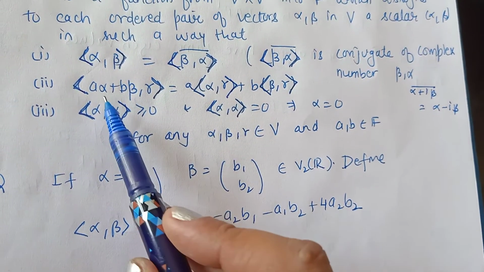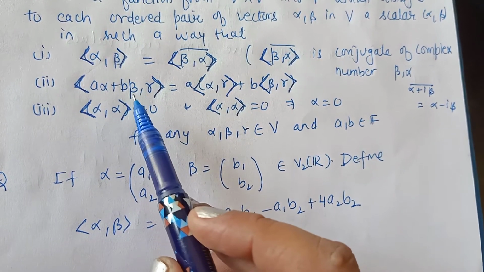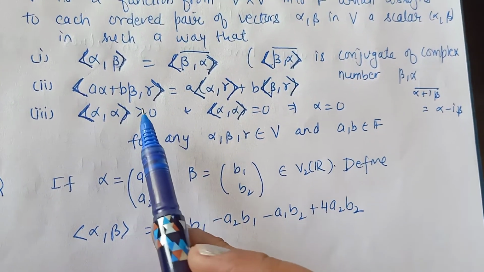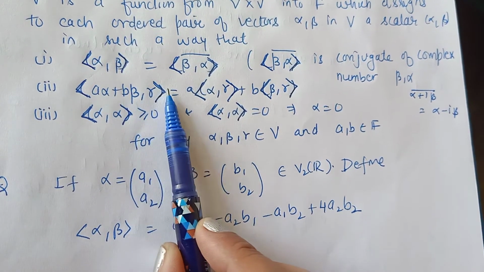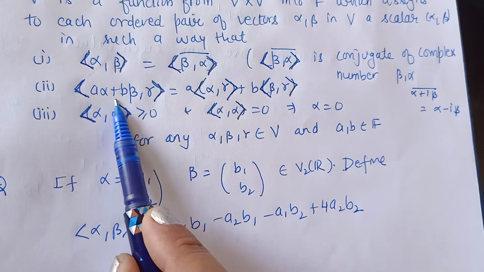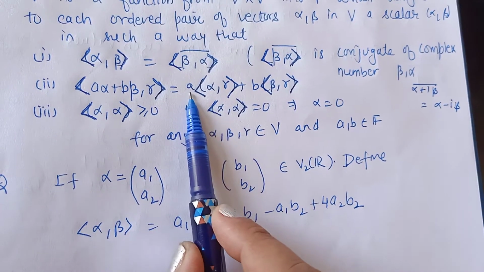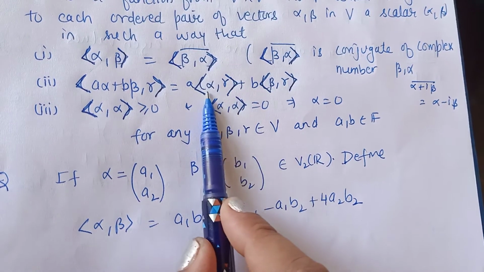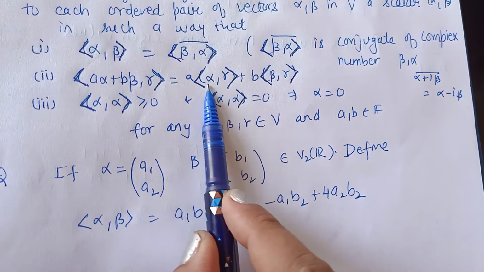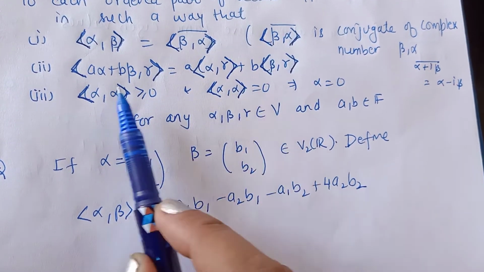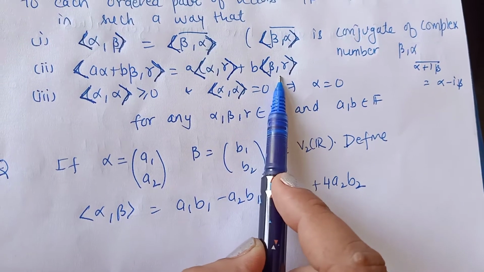And the second property is known as the linearity property. It is about three vectors, alpha, beta and gamma. The first two vectors are combined linearly by multiplying with scalars, and then you take those scalars out of the inner product from the first part and from the second part. That is, these scalars are linearly distributed over the vectors.